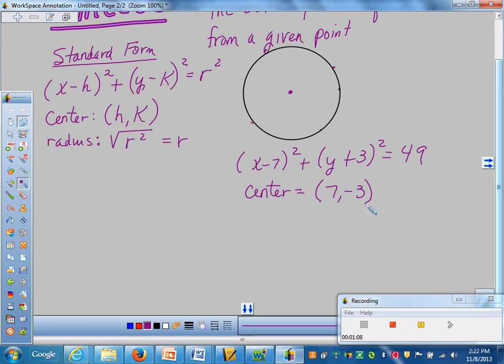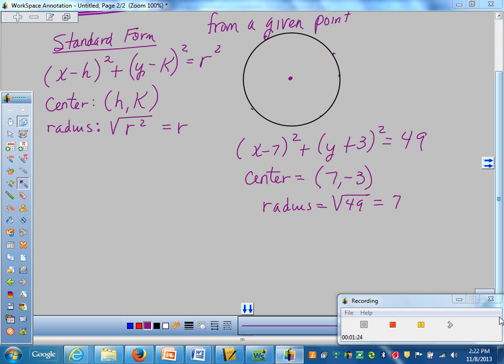Okay, now, how do I get the radius? If that's 49, I get to do the square root of 49, which would make the radius a nice round 7. Now, does the radius have to be a nice number? No, it doesn't have to be, and they're not all going to be. That one came out nice.